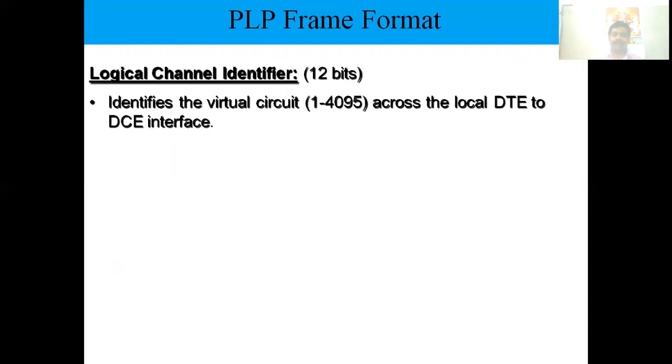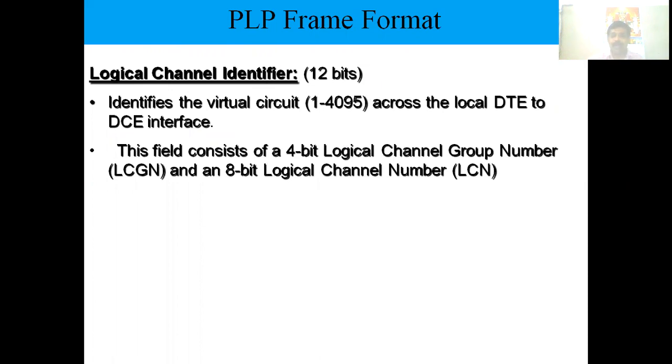Next, logical channel identifier. It is 12 bits. While taking the initial session, I told that this X.25 can support 4095 virtual circuits. So this logical channel identifier will identify the virtual circuits that exist between the DTE and DCE. This field contains a 4-bit logical channel group number and an 8-bit logical channel number.